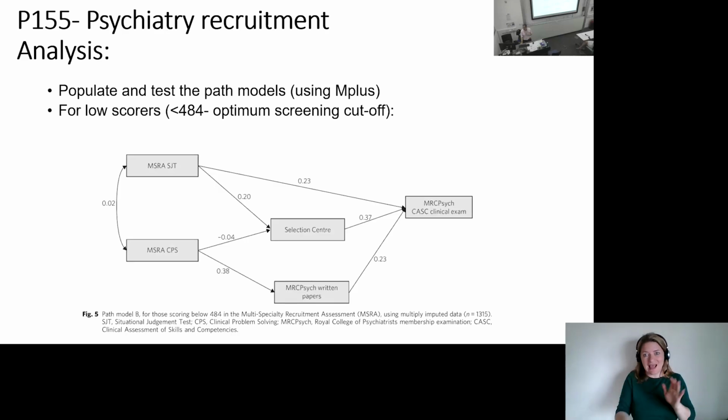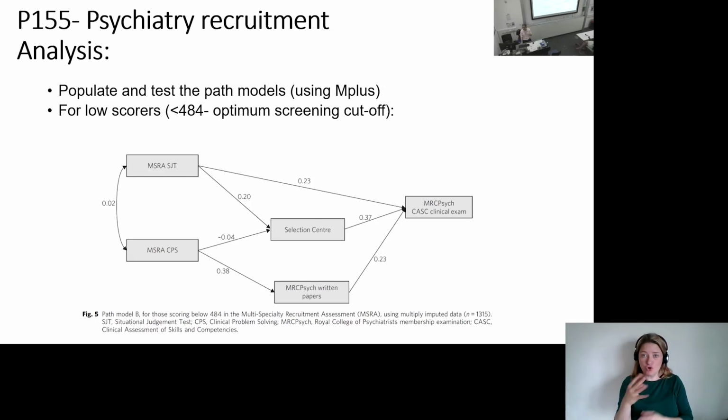And then we looked at the low scorers, because again, they often at one point in psychiatry, if you got high scores on MSRA, they didn't bother sending you to the selection center. And this is something that's practiced in Australia as well with the general practitioner recruitment. And so we wanted to look at the independent effect of selection centers for those who scored low. That was based on a sort of screening test model where you have a receiver operating characteristic curve and you find the sweet spot for where the best threshold is. And so I found it was 484 points.